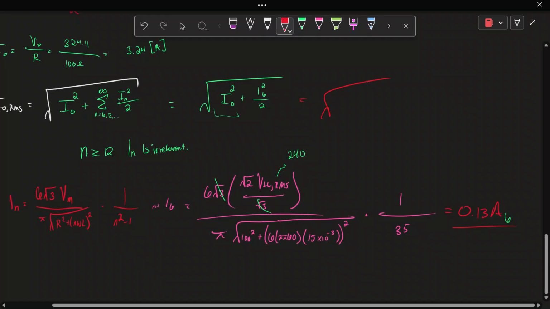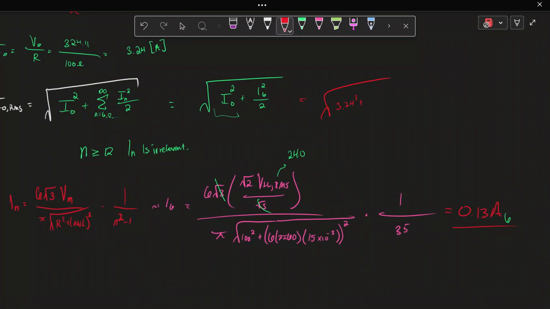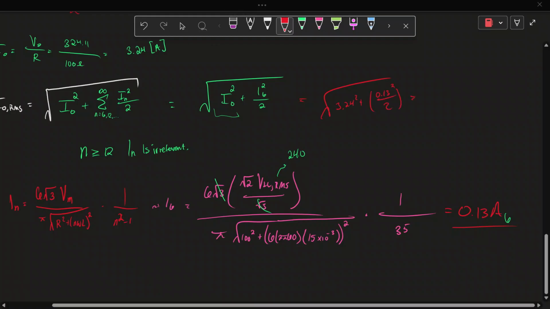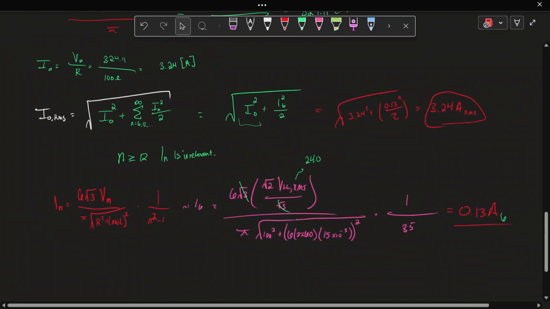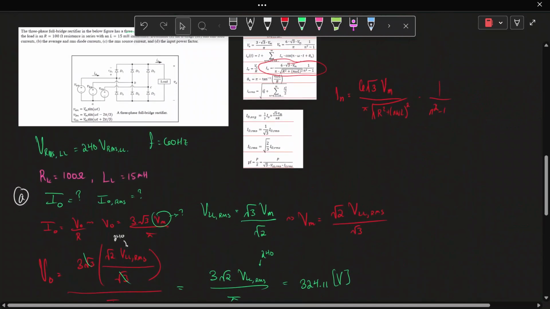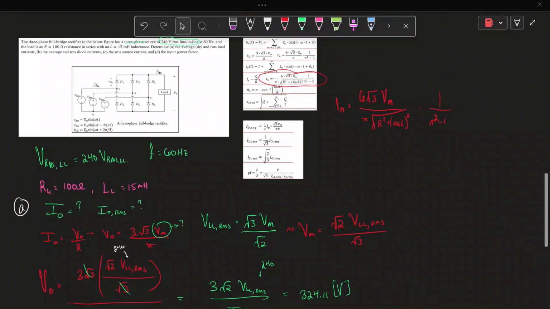So what are we going to get? We're going to get the square root of I0 squared, which is 3.24 squared, plus 0.13 squared over 2, and we're going to see it's not really going to make much of a difference. Again, it's equal to about 3.24 amps RMS. So what? That's our answer. We technically didn't even need to solve for the 6th harmonic, but we did, and we noticed it didn't make a difference. So now, for part B, it's going to ask us to find the average and RMS diode currents.